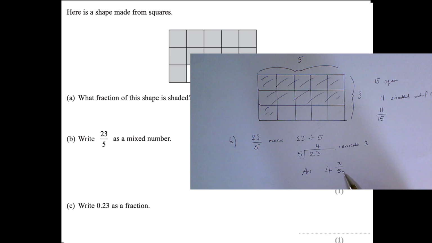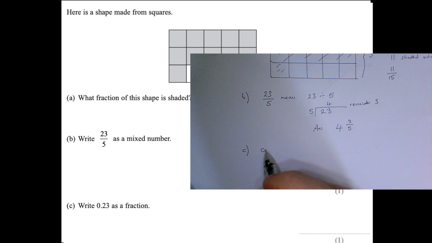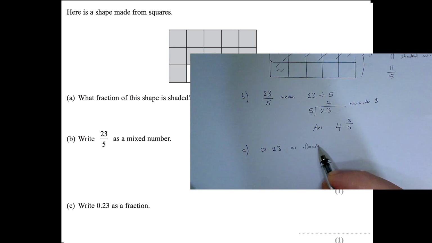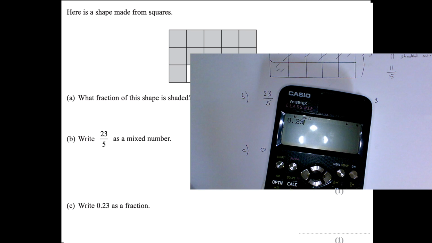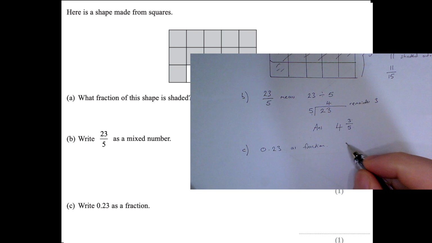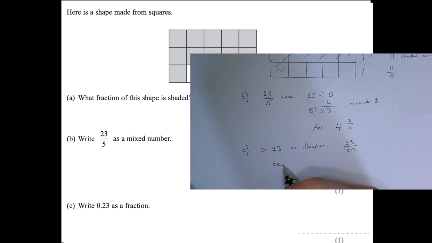Right, part C. Well, we're lucky about part C because you can just type decimals into our calculator, press equals, and it will tell you what the fraction is in its simplest form. So that's quite useful. So I'm going to use my calculator for this one. Here we go. I type in 0.23 and I press equals, and out pops the fraction straight away, 23 over 100. And that's in its simplest form. 23 is a prime number, so that's why it's not cancelling out.